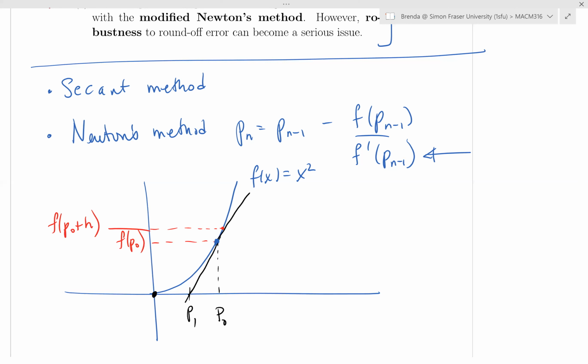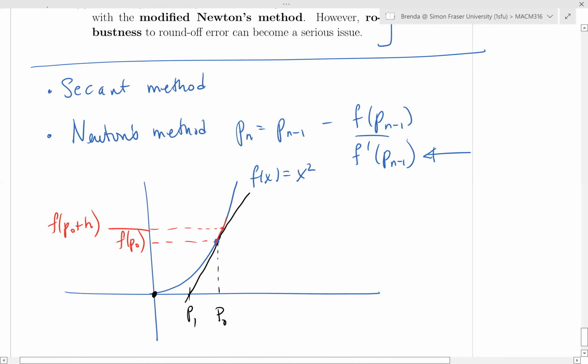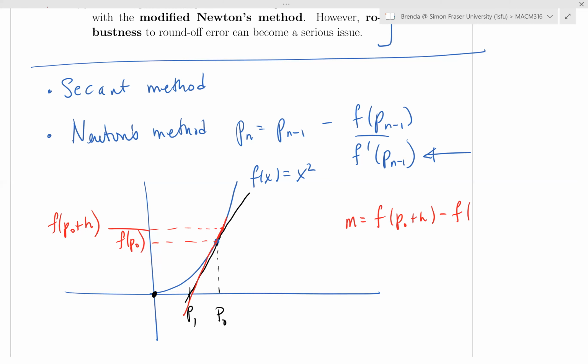And instead of using the tangent line, I'm going to calculate the slope of the secant line. It's an approximation of the tangent. So that line is going to be somewhere here. I'm just going to take two points, and then that slope is going to be f(p_0 + h) minus f(p_0), over h. Of course, when h goes to 0, then you have the definition.